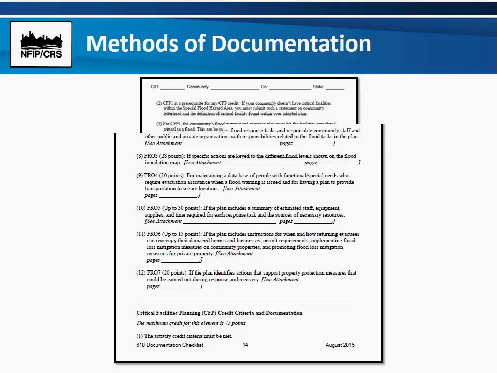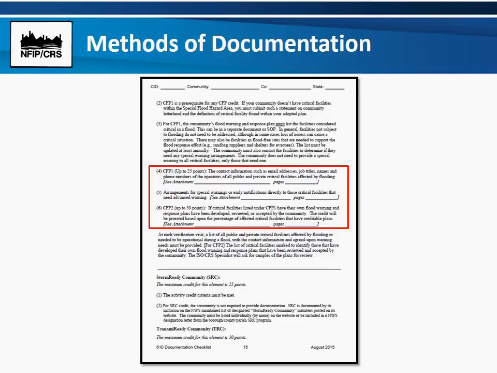Critical facilities planning, shown on page 15, broken down into CFP 1 and 2, is worth a total of 75 points. We need the contact information, addresses, job titles, emails, things like that for the critical facilities. For 1, you have to have 1 to be eligible for 2. CFP 2 has to do with a percentage of how many of those critical facilities have their own flood warning and response plans that have been developed, received, and accepted by your community.